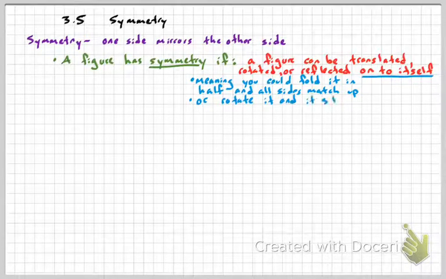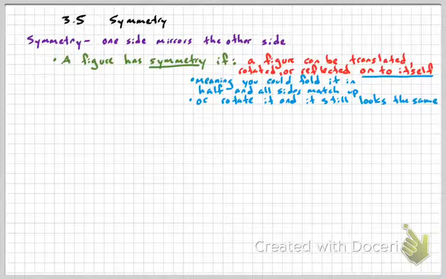The other way it can have symmetry is if you rotate it and it still looks like itself. Meaning that, let's say you rotate something 90 degrees, and even though the vertices have changed their locations, if the figure still looks like how it did before you rotated, that has symmetry as well.